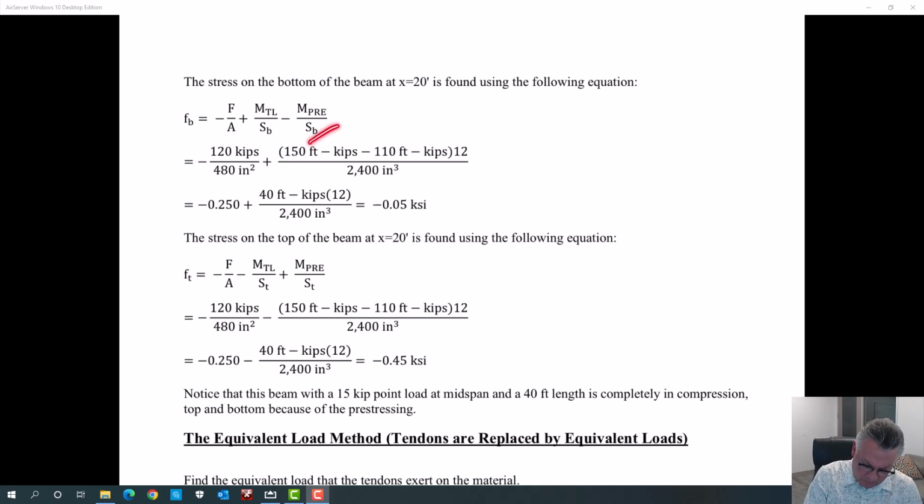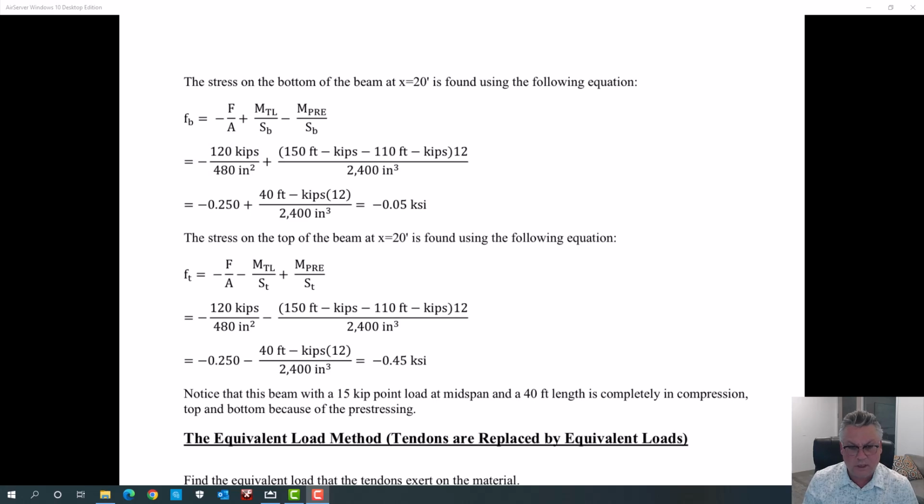We had 150 foot kips of applied load moment. That's the static moment. Since this is the concrete only, we're subtracting that primary prestress moment, which was not part of the statics, but it's part of what creates the stress and part of what creates the confusion. Divided by the section modulus on the bottom, and we get that the stress at the bottom of the beam at 20 feet is actually 50 psi in compression.